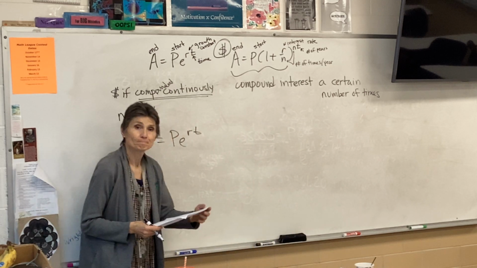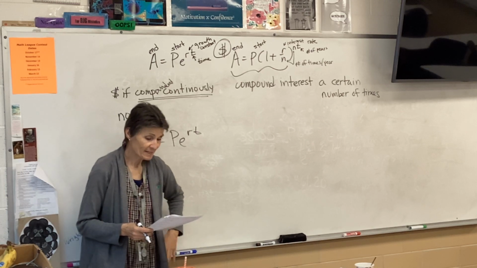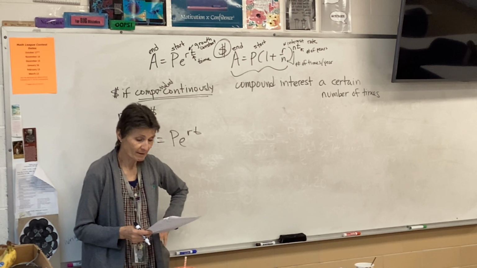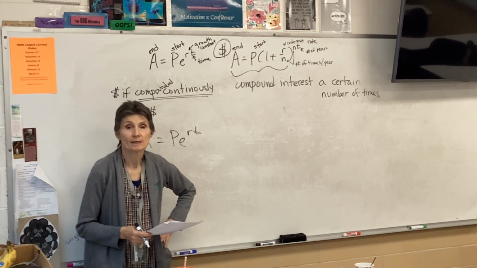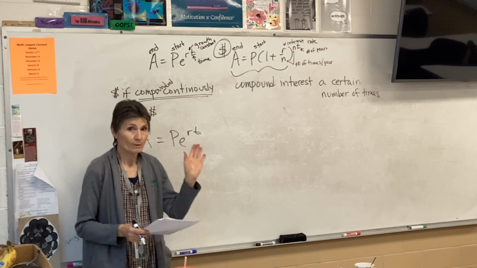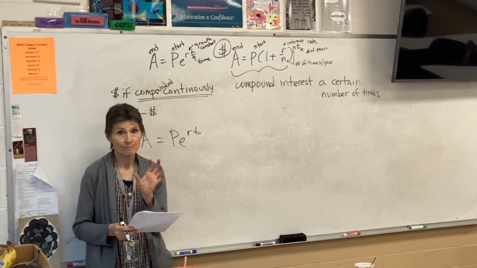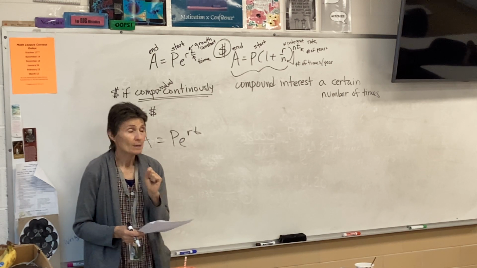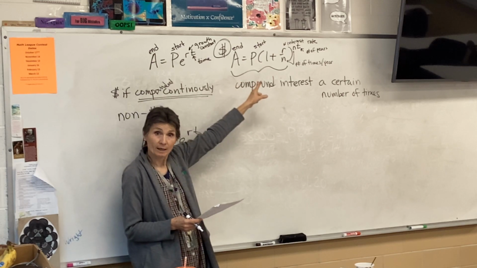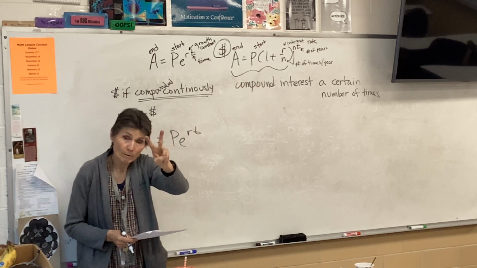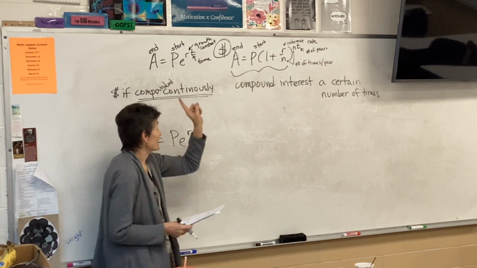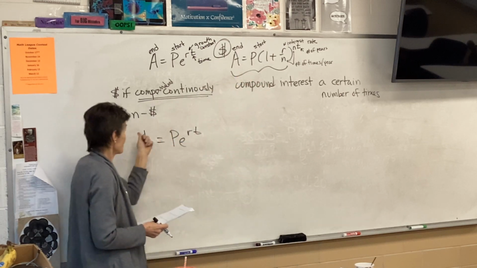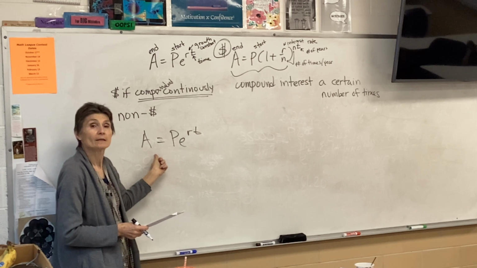Number 5. Find the decay constant of an element if its half-life is 10.2 years. Okay, you guys, now stop a second. Does this problem have anything to do with money? No. So it's not going to be that formula. You've only got 2 formulas to worry about, and it's not that one because that one's only money, so it must be this one.